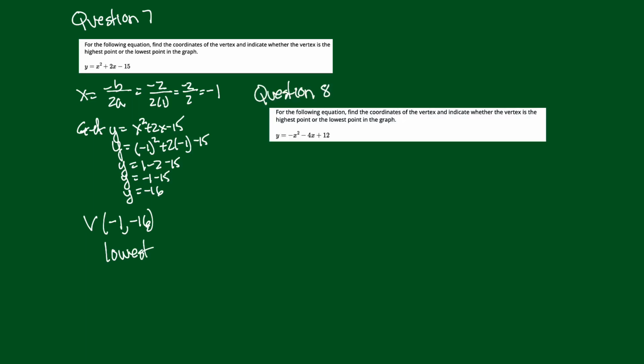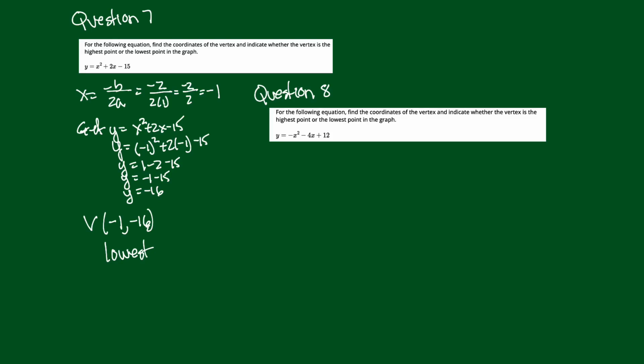Question 8. This is pretty much like question 7. For this equation right here, find the vertex and then say if it's the lowest or highest point on the graph. Well, right away, I know it's going to be the highest point because you see that negative right there? That coefficient of the x squared is negative. So this parabola opens downward. So this vertex is going to be the highest point.